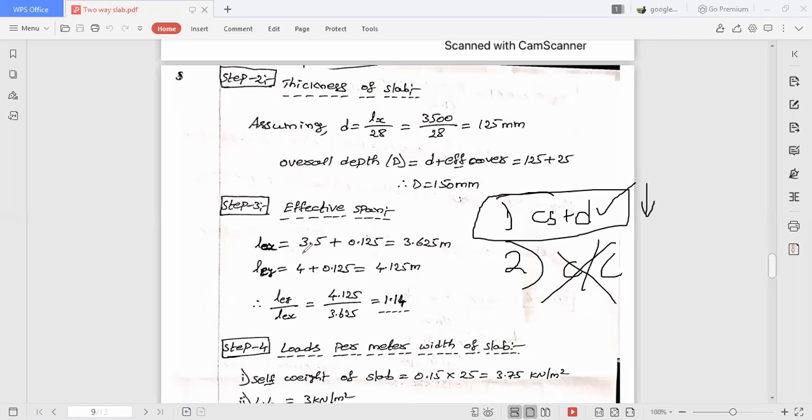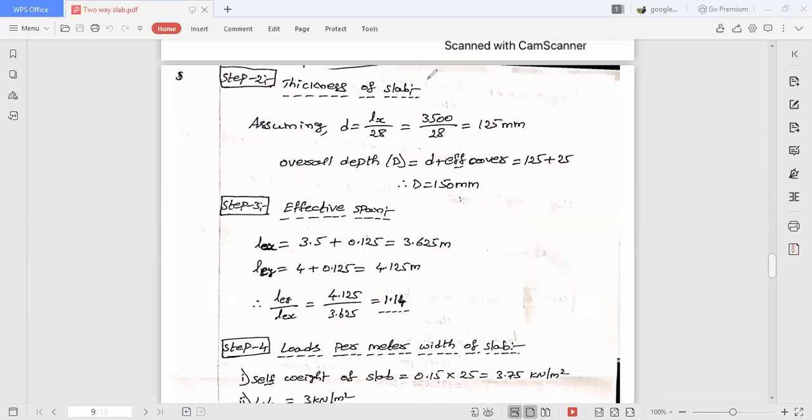Along the shorter span, the clear span is 3.5 plus small d, which we just calculated as 0.125. Adding both, we get 3.625 meters as the shorter effective length. For the longer effective length, 4 is the clear span plus 0.125 is the depth, so we got 4.125. Now the effective lengths along the shorter and longer spans are both finalized.